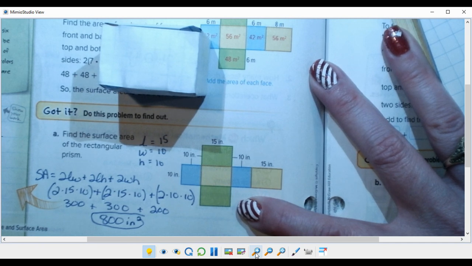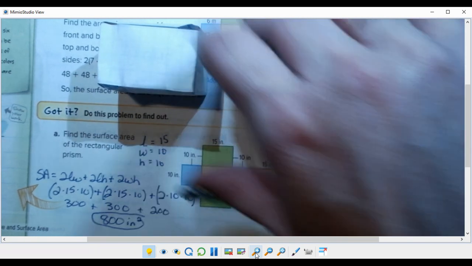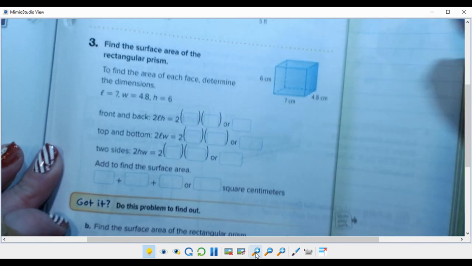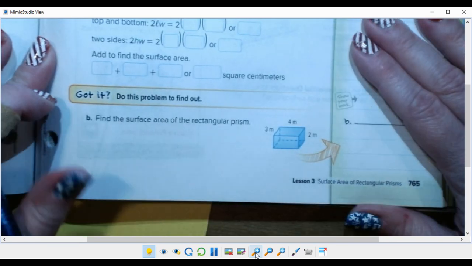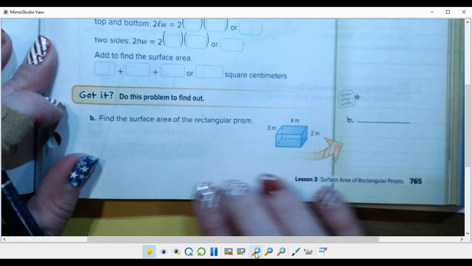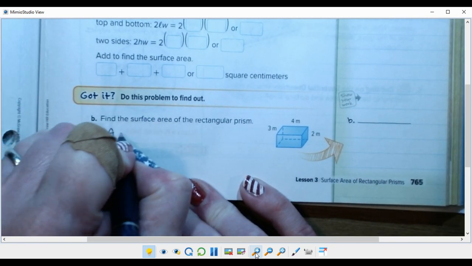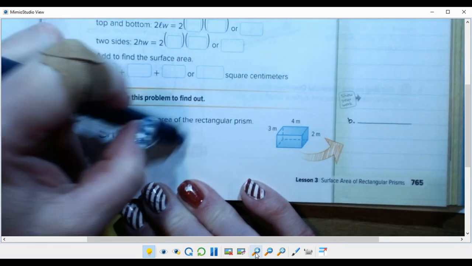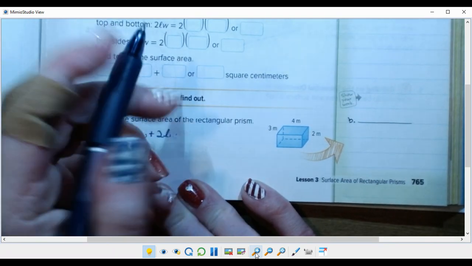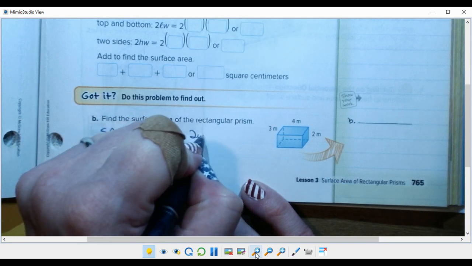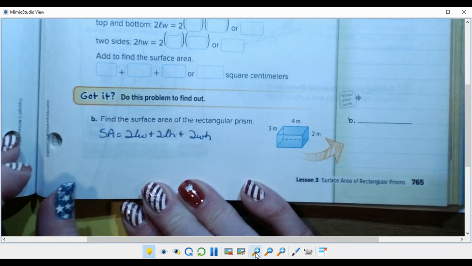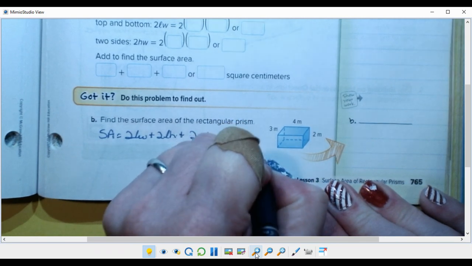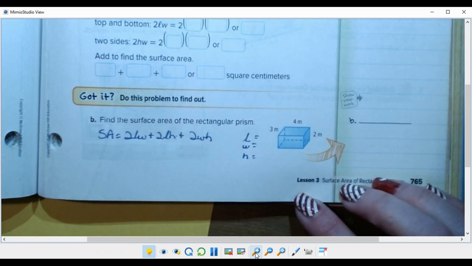All right? I'd like to go through one more of these with you. If we shift over, let's look at B. All right? My formula does not change. Surface area equals 2LW plus 2LH plus 2WH. I'm going to take a second and go over here and say length, width, and height and list my numbers because it makes it so much easier.